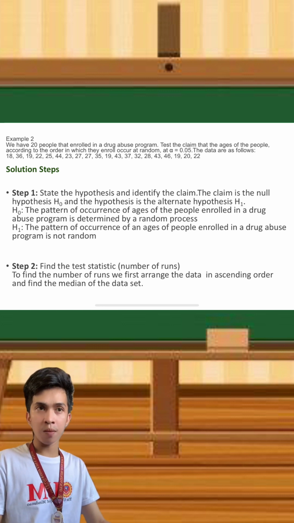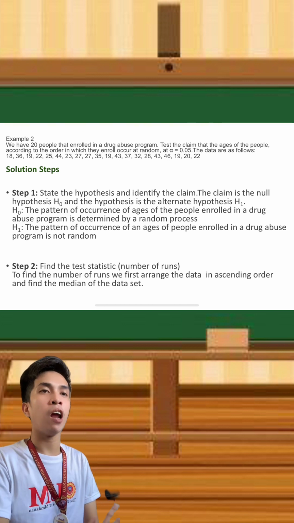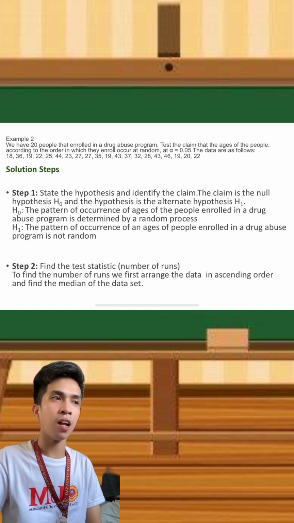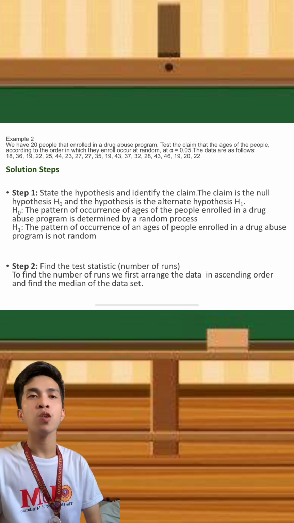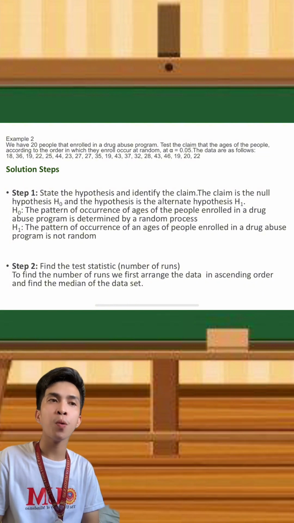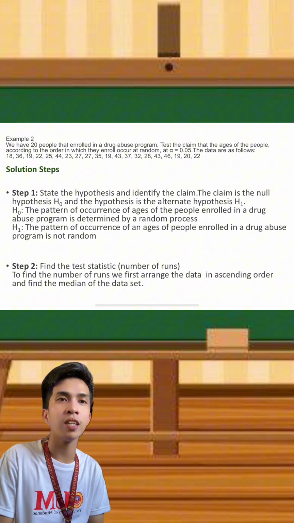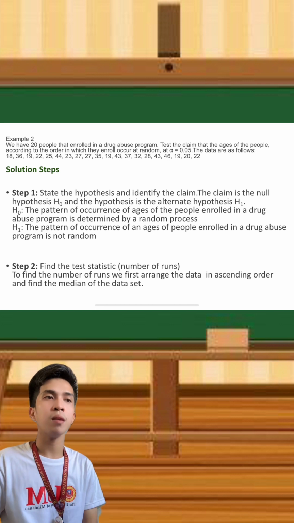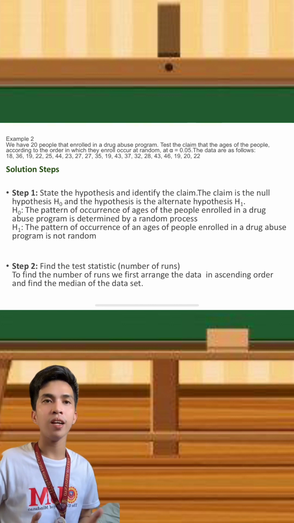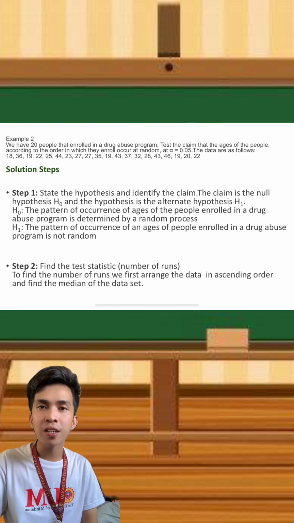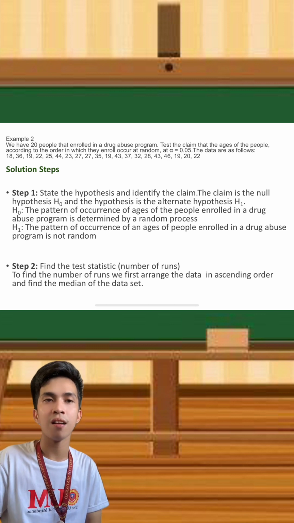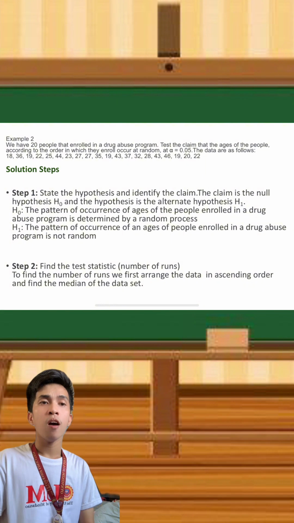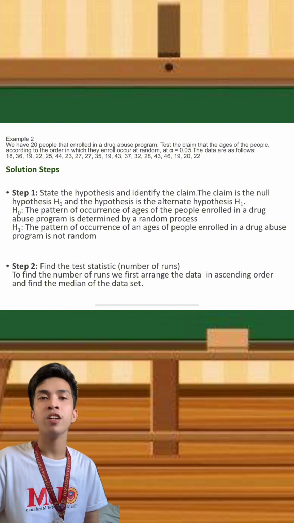For the first step, we need to identify our hypotheses. The claim is the null hypothesis and the alternative hypothesis is H sub 1. H sub 0: the pattern of occurrence of ages of the people enrolled in the drug abuse program is determined by a random process. H sub 1: the pattern of occurrence of ages of people enrolled in the drug abuse program is not random. For step 2, find the test statistic, or the number of runs.